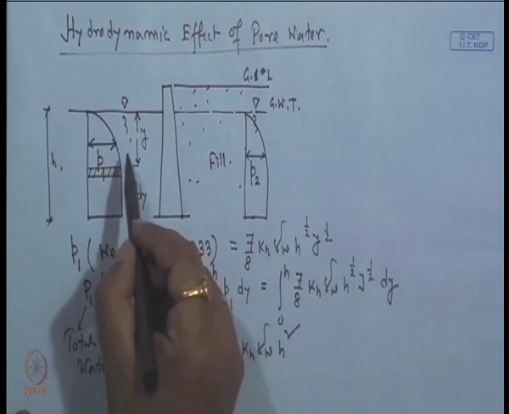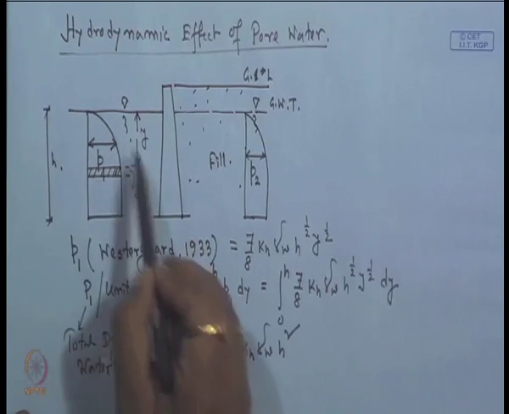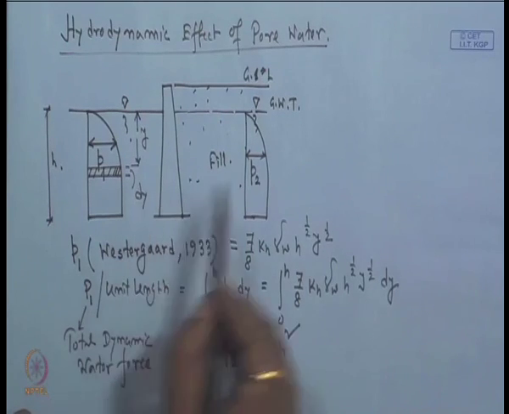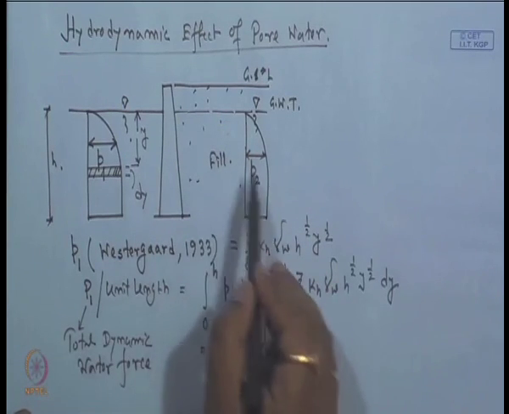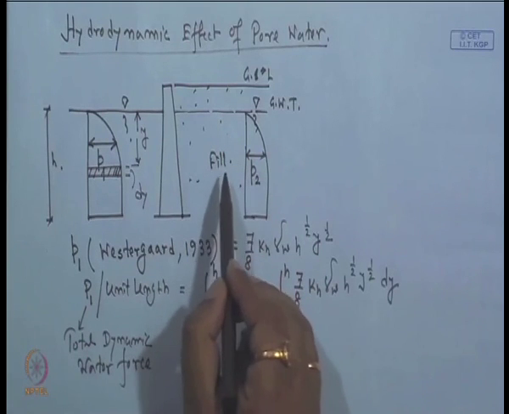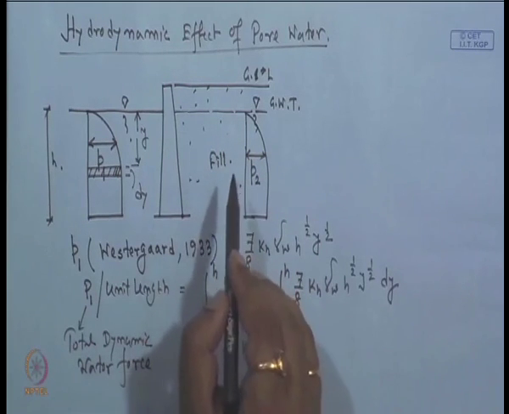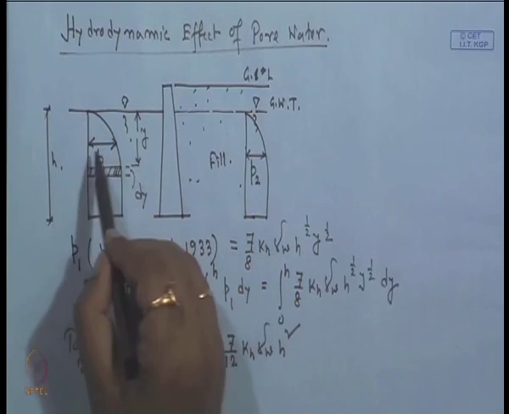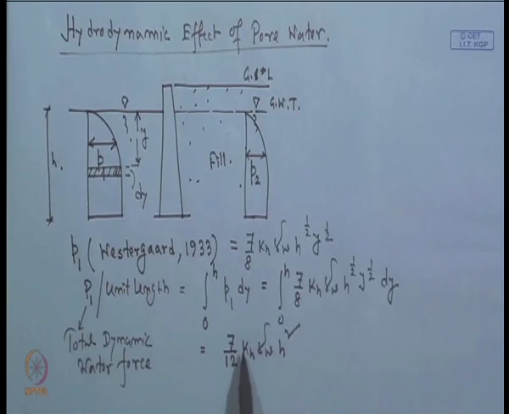of this water. Remember that this one is the free water, which is applying the force on the retaining wall, and this side is the water within the soil. So, here water is within the soil, here this is the free water. So, this expression 7 by 12 k h gamma w h square will give the total dynamic water force of free water acting on the retaining wall.